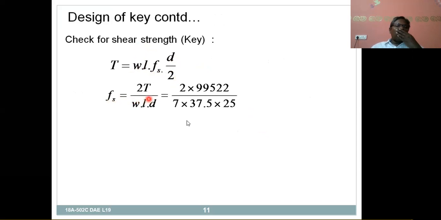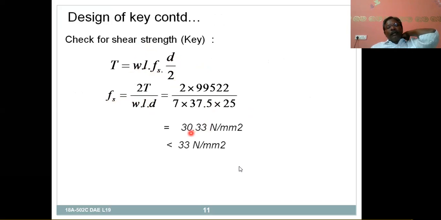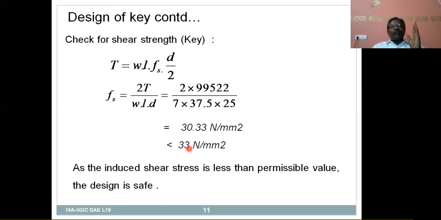Fs is equal to 2T by WLD, which should be 30.33 Newton per millimeter square, which is less than its permissible value. So as the shear stress induced in the key is less than its permissible value, the design is safe in respect of shear strength.